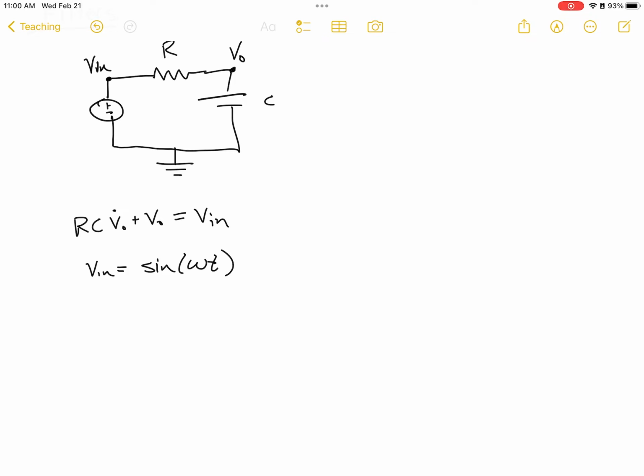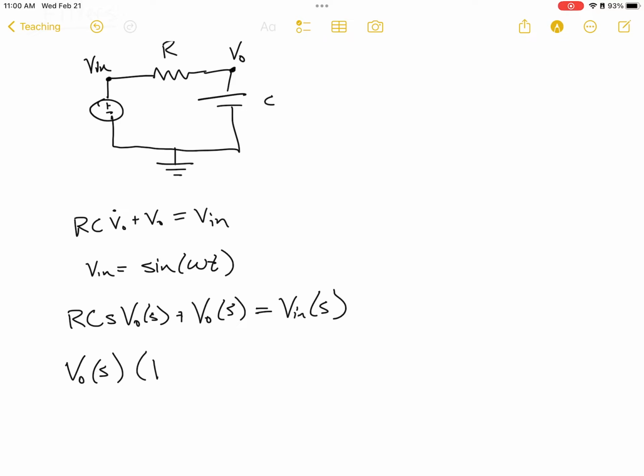And to analyze this, we can find the transfer function of this circuit, with initial conditions equal to 0. That's going to be RC S V out of S plus V out of S equals V in of S. So this is that we take the Laplace transform of both sides of the equation. And then we can factor out V out of S, so that RCS plus 1 times V out of S equals V in of S.